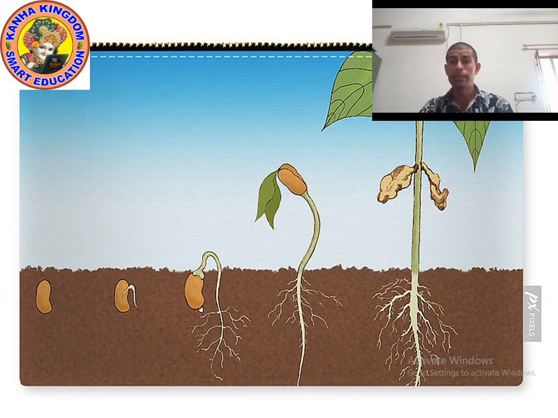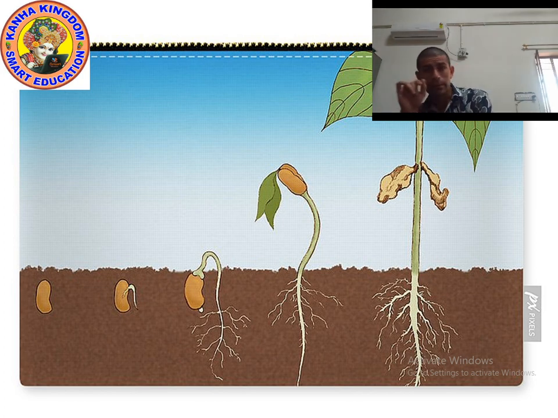Yes, as the plant grows, it develops leaves. As the plant grows, it develops leaves. Now stage number 5. Tell me the stage number 5. Think. What is the stage number 5?